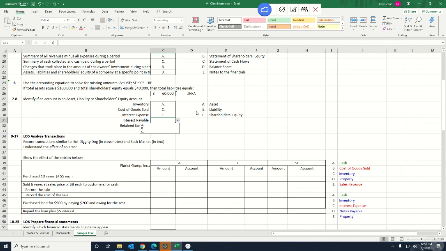Interest payable. This is simple, right? What is interest payable? Liability, correct. Liability, so this is B.